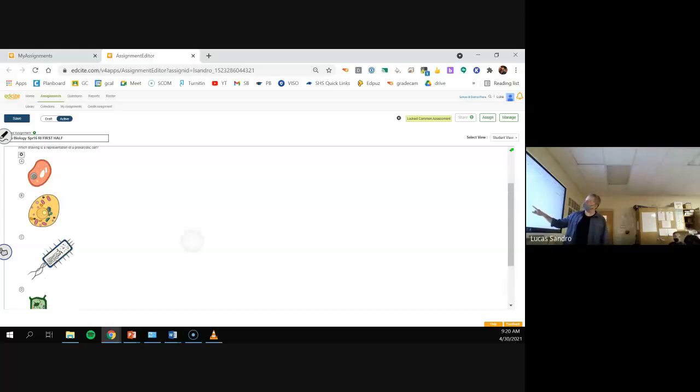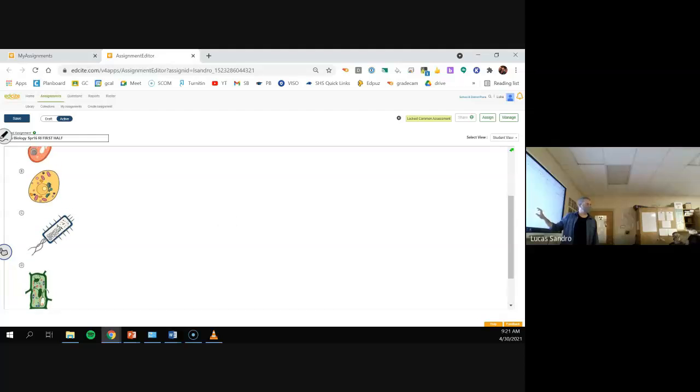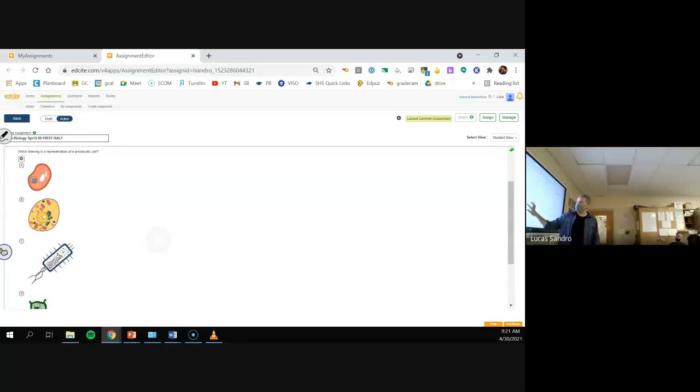B, because that looks like an animal cell to me. There's a clear nucleus in the middle. There's mitochondria. We know prokaryotes don't have either of those, so it ain't B. What else is obviously not a prokaryote? D is a plant cell. You've seen plant cells. That's not a prokaryote either. So you're down to A and C.